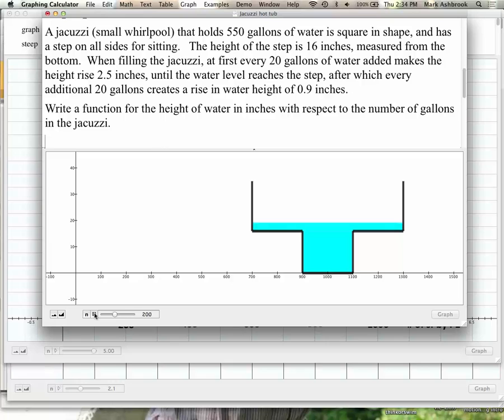When filling the jacuzzi, at first every 20 gallons makes the height rise 2.5 inches until you reach the step, after which 20 gallons creates a rise in the water of 0.9 inches. So I want you to write a function for the height of water in inches with respect to the number of gallons in the jacuzzi. This is your task. Go.